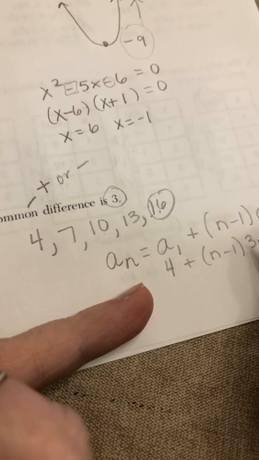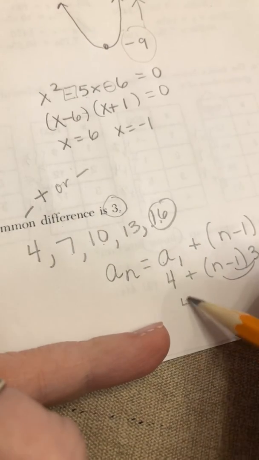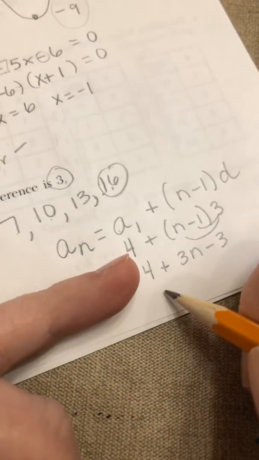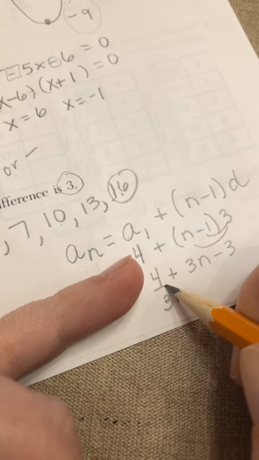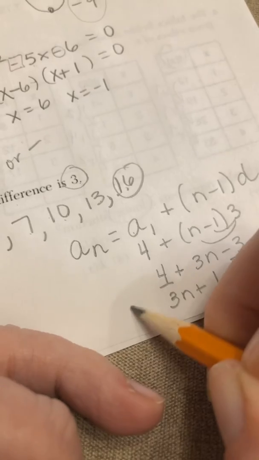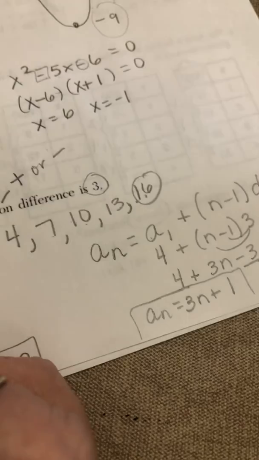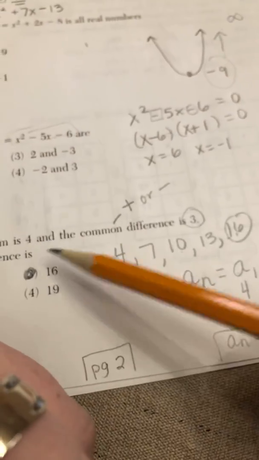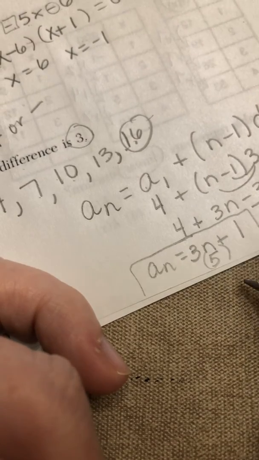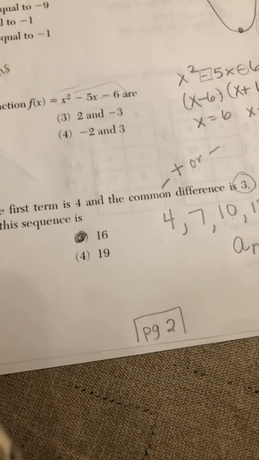But if this comes out to a multiple choice where they ask you for the formula, you're going to have to shoot that 3 through. So it's 4 plus 3n minus 3, and then you combine like terms. 3n, 4 take away 3 is 1. Okay, this is a formula you can use to find any term in that pattern. They only asked me to go out to the 5th term, so super easy. So what you would do is put 5 there. 3 times 5 is 15, plus 1 is, again, 16.